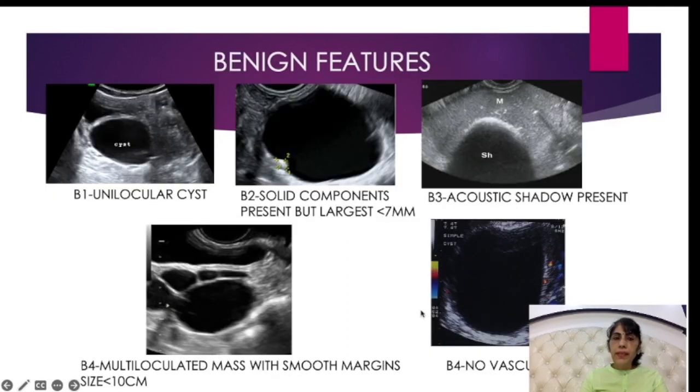So I just repeat the features that were favoring benign: unilocular cyst, solid components present but less than 7 millimeter in size, acoustic shadow is present, multiloculated, well-defined, smooth-margined mass which was less than 10 centimeter, and then there was hardly any vascularity, avascular masses.